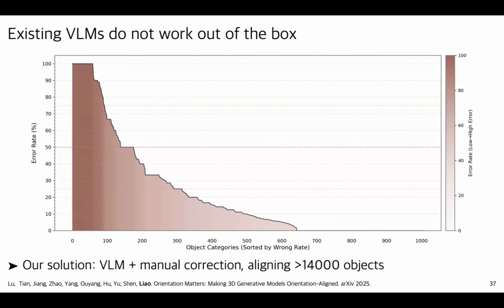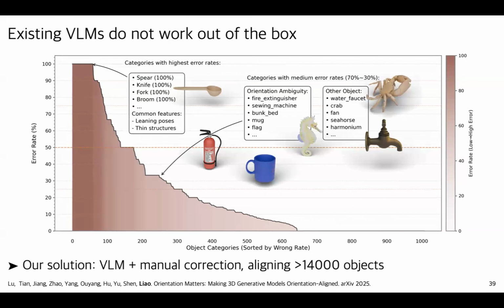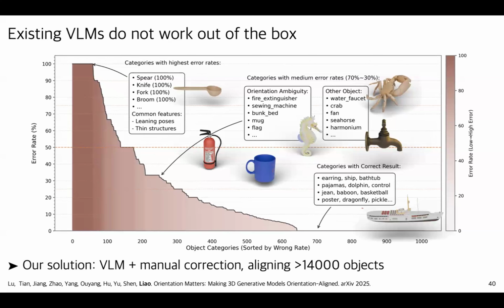With this orientation aligned dataset, we then again looked into the error rate of VLMs. Here we show the error rate across different object categories. There are some objects that VLMs fail on all the time, like these thin objects. And there are some cases where VLMs fail with quite a high error rate, like objects with orientation ambiguity, and also the seahorse that I showed before. But of course, there are also cases where it works pretty well.